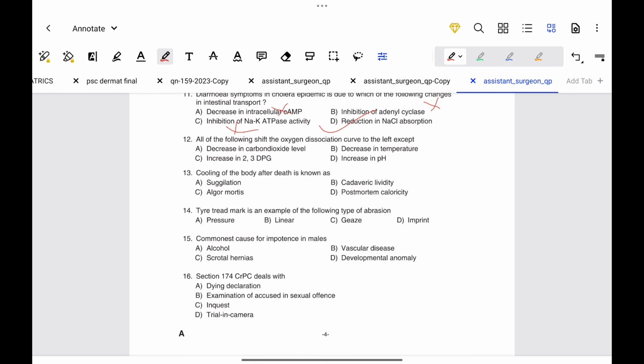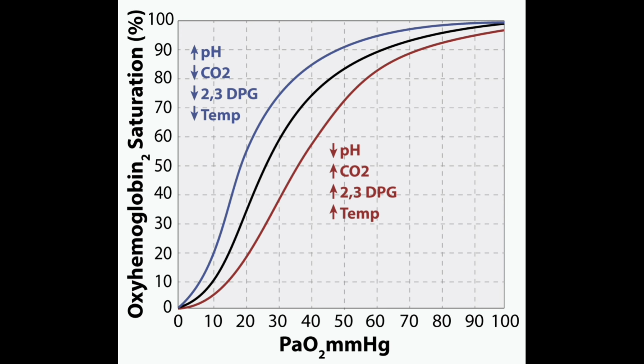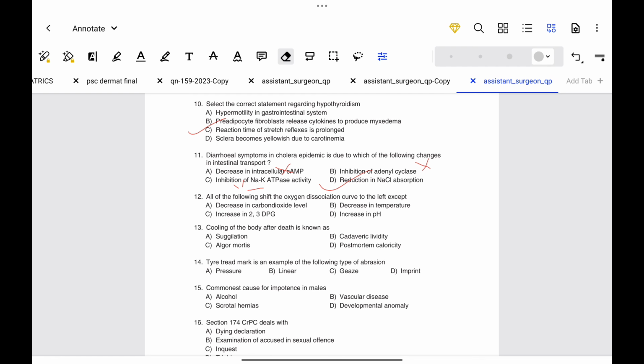All of the following shift the oxygen dissociation curve to the left except. Left shift means there is increased O2 and decreased CO2. So when there is decreased CO2, there will be decreased 2,3 DPG, decreased temperature and increased pH. When the graph is shifted to the right, there is decreased O2, increased CO2, decreased pH, increased 2,3 DPG and increased temperature. Here the answer is option C, increasing 2,3 DPG.